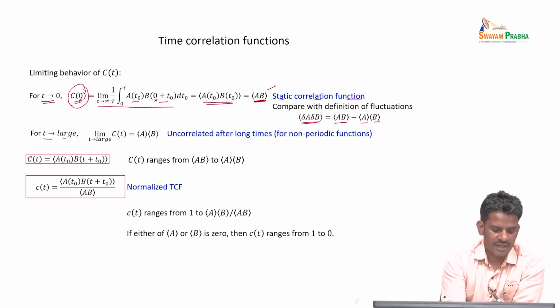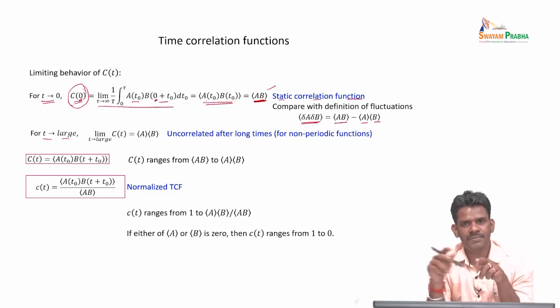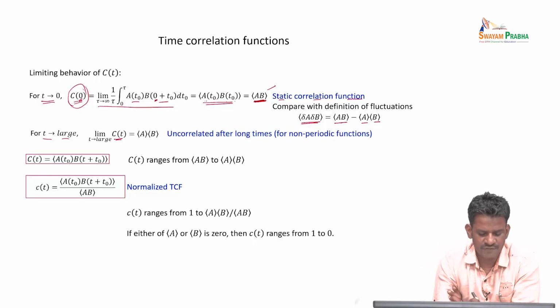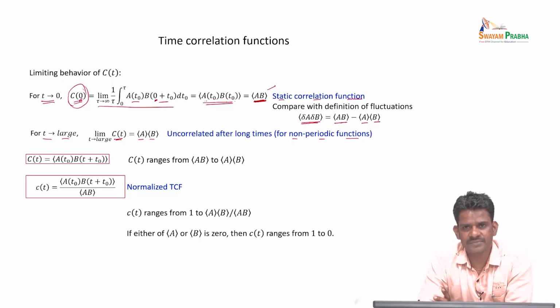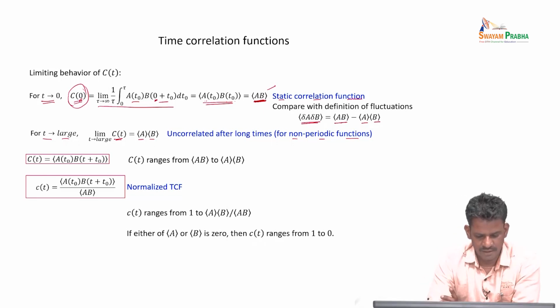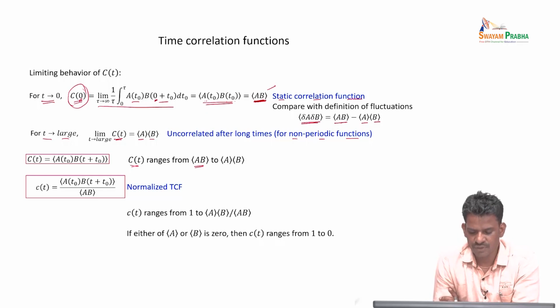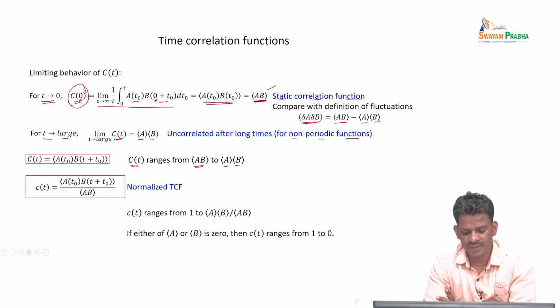Whereas, when t gets to a large value, a and b become uncorrelated and they become independent signals. Then you can show that c of t will be simply the product of the means of a and b. This is true as far as we are talking about non-periodic functions. If it is a periodic function, it will not be uncorrelated at long times; it is only for non-periodic functions. So, we can show that c of t ranges from a maximum value of the mean of ab to the product of the mean of a and the mean of b. This is the range over which c of t, the time correlation function, is likely to vary.